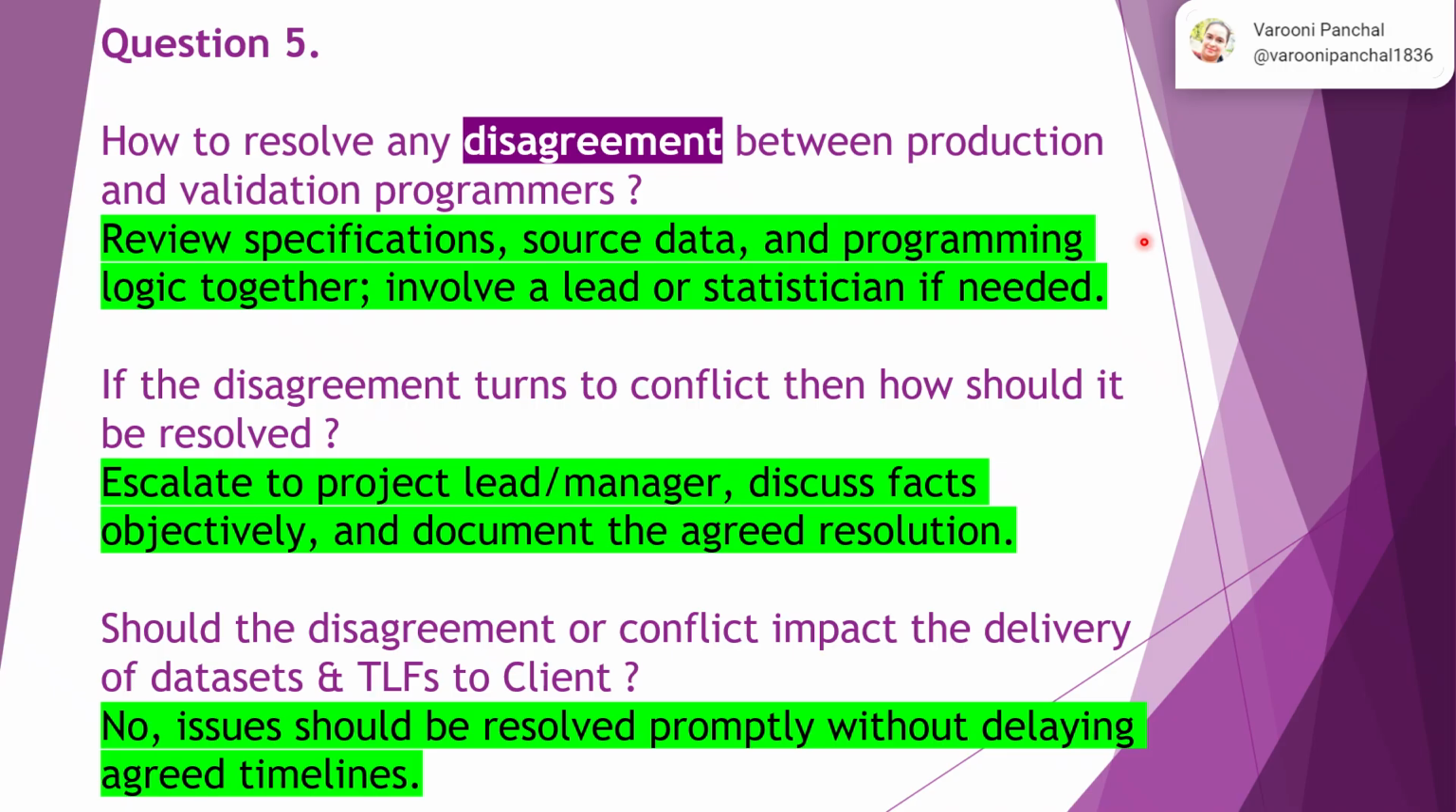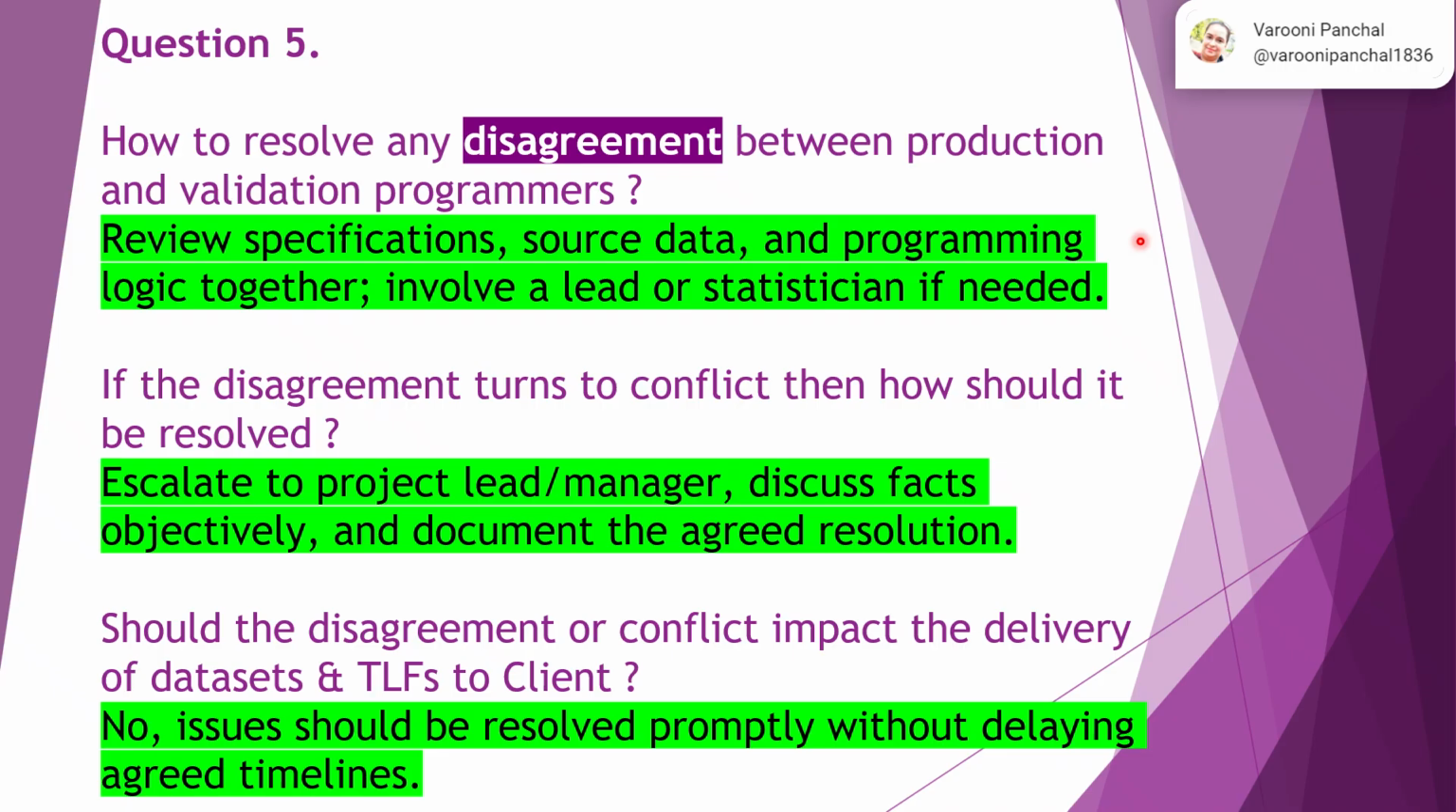So if there is a disagreement in the technical part, what you can do is both of you can sit together and review the specifications independently, and you can check the source data and then the programming logic together, right? If this disagreement is not getting resolved, the only solution is to involve a lead or a statistician if needed. Now this lead or statistician will act as a mediator. The production programmer will convey his message from his side, and the validation programmer will convey the message from his side, right? And the lead has to listen to both of them.